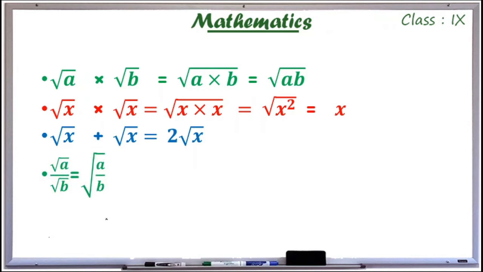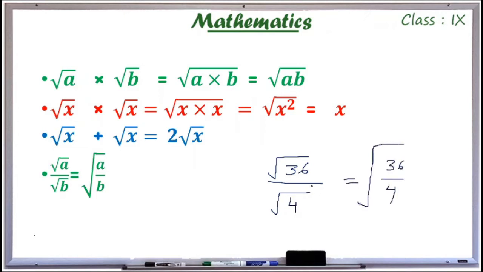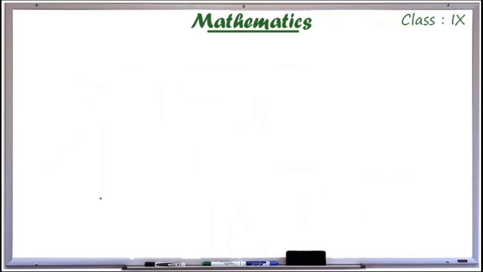And root a by root b is equal to root of a by b. For example, root of 36 by root of 4 is equal to root of 36 by 4. So we can check it. Root of 36 is equal to 6 and root of 4 is equal to 2, and 6 by 2 we get answer 3, which is equal to, this becomes 9. Root of 9 is also 3. So root of a by root of b is equal to root of a by b.